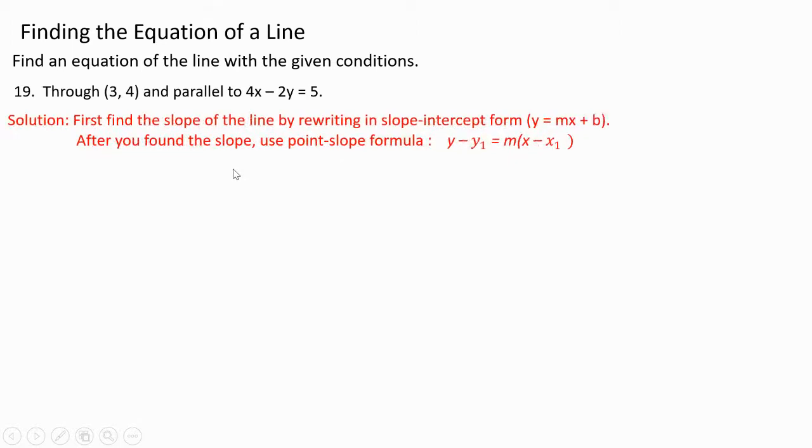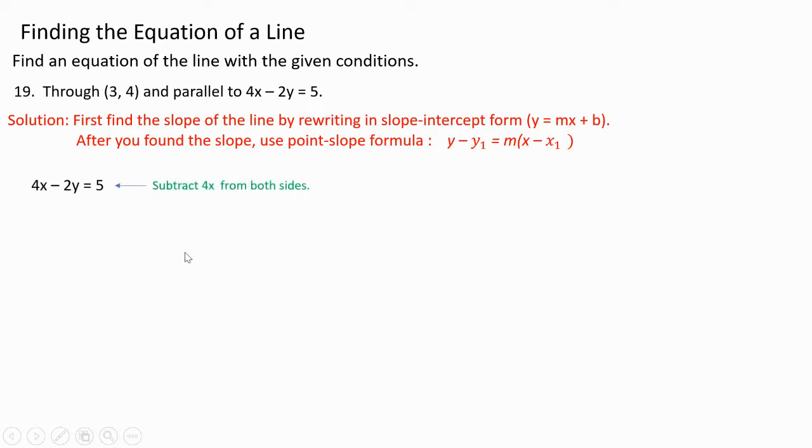But anyway, my solution is first find the slope of the line by rewriting in slope-intercept form. So I want to write this line, 4x minus 2y equals 5, in the form y equals mx plus b. After you find the slope, use the point-slope formula, because parallel lines have the same slope. Whatever slope I find here is the one I'm going to use for the other point, using the point-slope formula. So let's execute the plan.